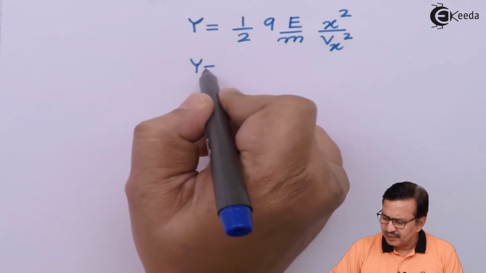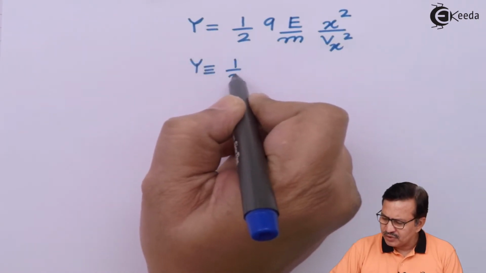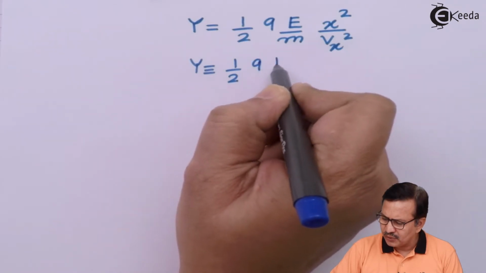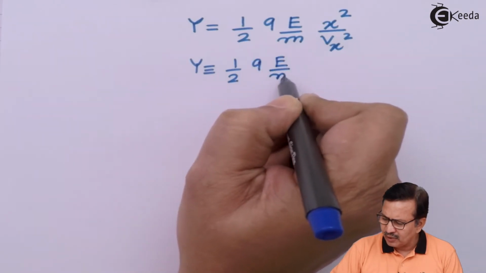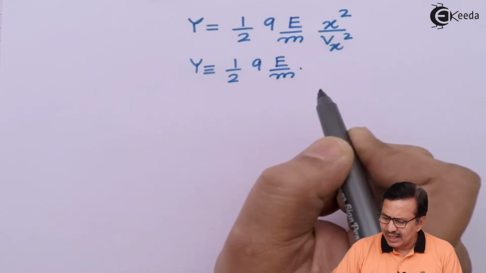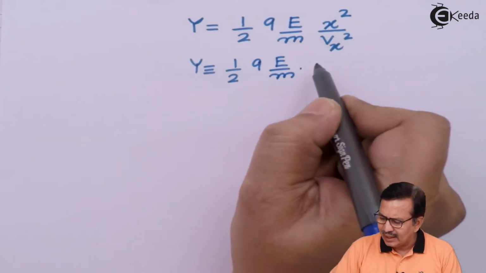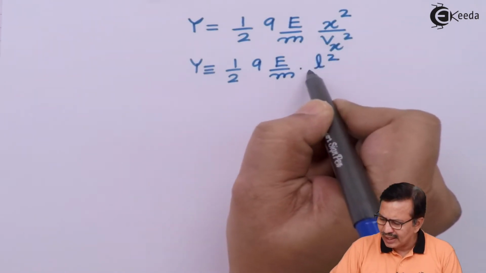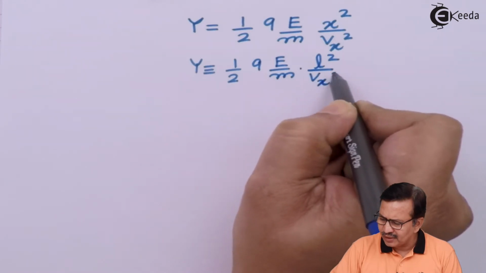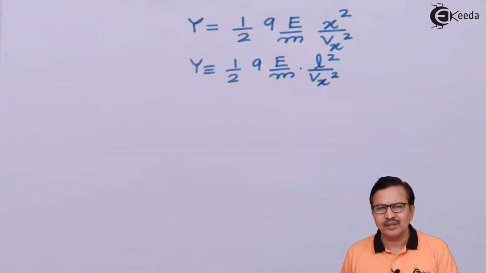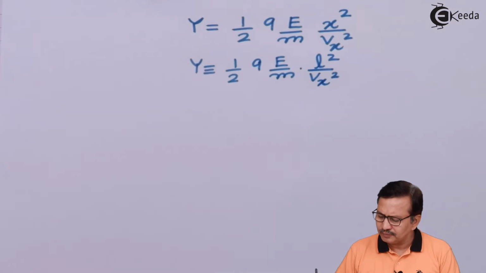Or for that matter, this is going to be equal to y is equal to half into q into E upon m into x, where x is equal to L. Therefore, this is going to be equal to L square upon Vx square. This is once again an expression for the parabola.